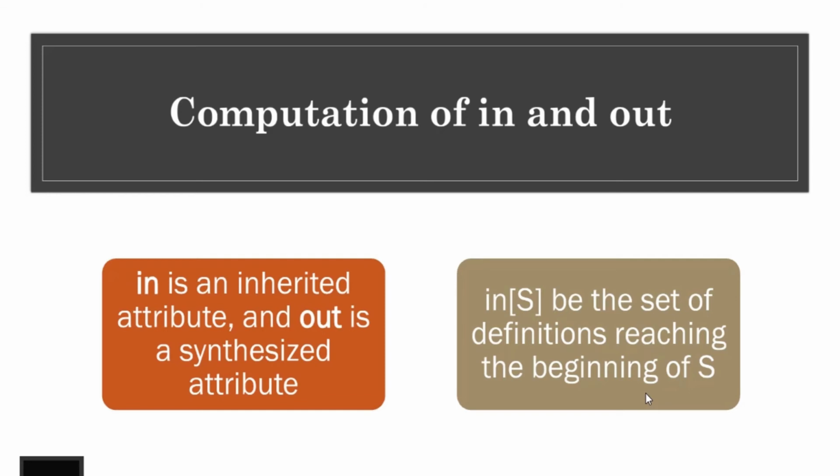Okay, so that is what in of S and out of S will do. The set out of S is defined similarly for the end of S. So out of S is nothing but the end of S. It is important to note the distinction between out of S and gen of S. Gen of S is the set of definitions that reach the end of S without following paths outside S. Okay, it helps to reach the end of S.